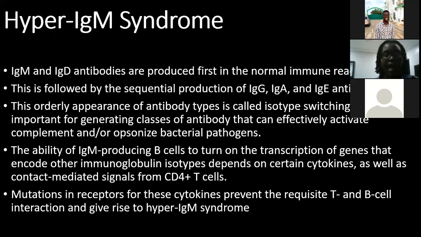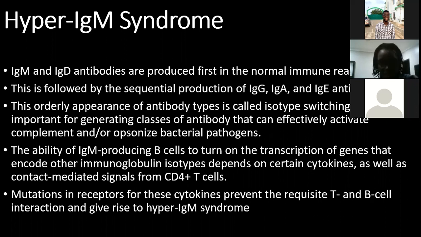Then we have hyper IgM syndrome. Now, in the production of immunoglobulins, the IgM and the IgD are produced first. Then there's a switch of the IgM to production of IgA, IgE, and IgG. So if you have hyper IgM syndrome, what happens is that the switch from IgM production to IgG, IgA, and IgE doesn't occur. So you have increased amounts of IgM and virtually little amount of IgG and IgA.